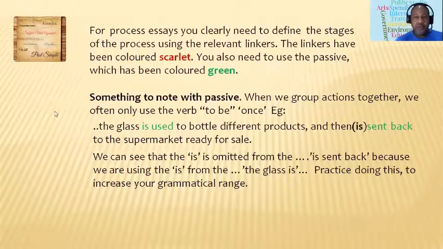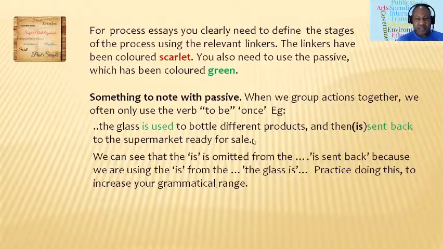So, for process essays, you clearly need to define the stages of the process using the relevant linkers. The linkers are in scarlet or red, dark red. You also need to use the passive, which has been colored green. Something to note with passive: when we group actions together, we only use the verb to be once, if it's in a single sentence, not in different sentences.